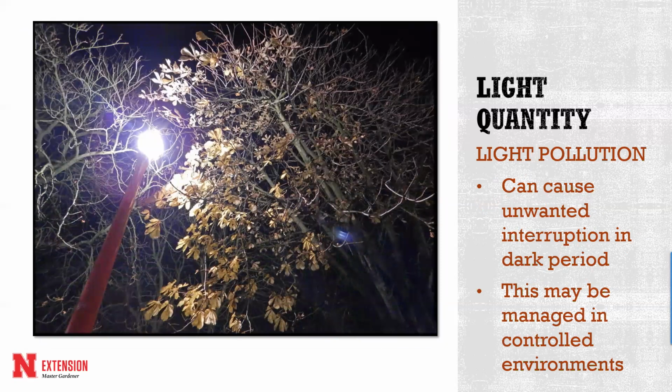We do have light pollution within our area, especially in urban environments. Light pollution can definitely change the photoperiod of that plant. It's unwanted light that's going to interrupt that dark period. Because remember, I said it's uninterrupted dark, and that light is going to interrupt that, obviously. It can be managed in controlled environments, but can't really be managed in more urban landscapes.